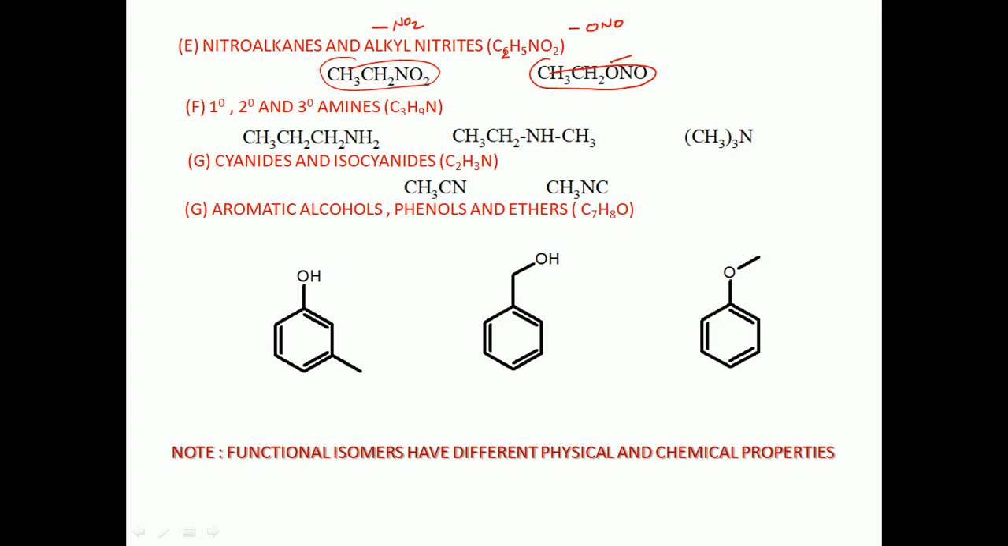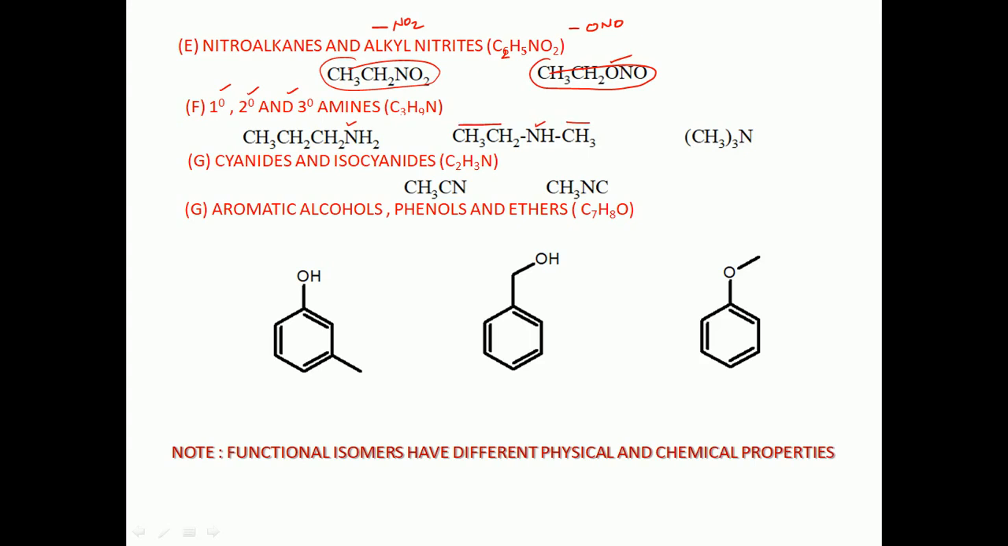The next one is amines: primary amines, secondary amines and tertiary amines. So what are primary amines? If nitrogen is attached to only one alkyl group, we call it a primary amine. What are secondary amines? If nitrogen is attached to two alkyl groups, we call it a secondary amine.